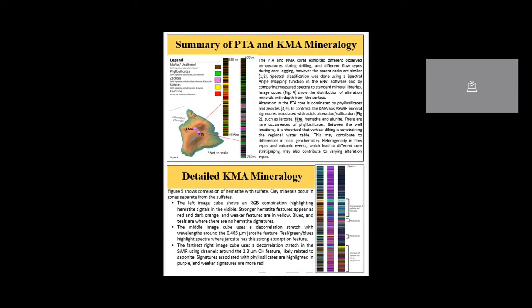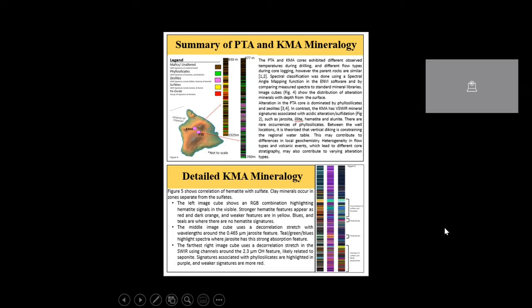So these 2 sections serve to visualize the distribution of mineralogy in each drill core using spectral analysis software. Generally speaking, both cores demonstrate very distinct alteration types. On the left, we have the KMA, which exhibits acid sulfate alteration with some smectite minerals. These smectite minerals do not correlate to acid sulfate mineral formation, and it is unclear what their existence is with respect to the subsurface environment. The PTA on the right exhibits phyllosilicate and zeolite minerals.